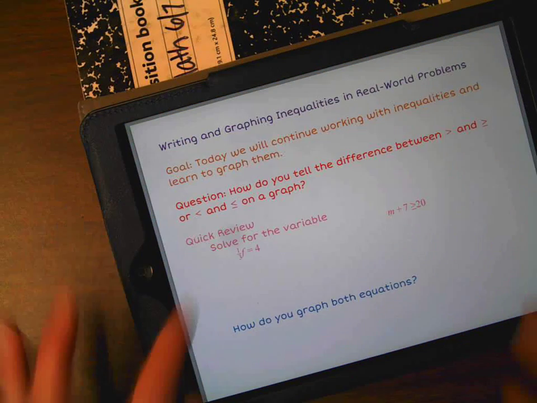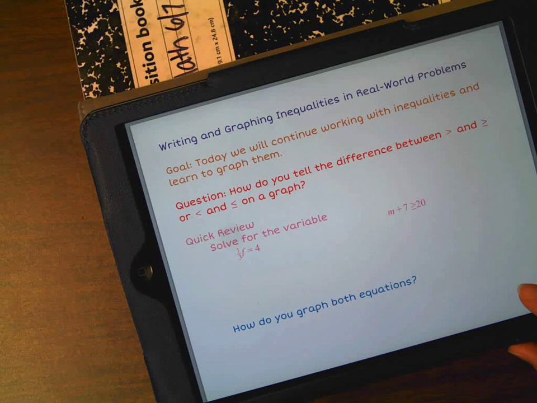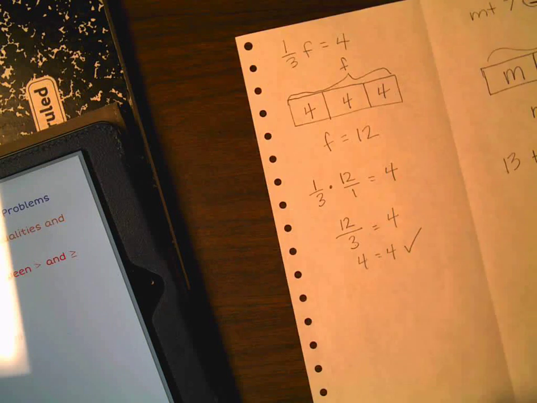So now the next thing in the notes, so let me set that to the side for a minute. The next thing, because we solved for the variable like it says, the next thing in the note says, how do you graph both equations? Okay, well, this is pretty simple.